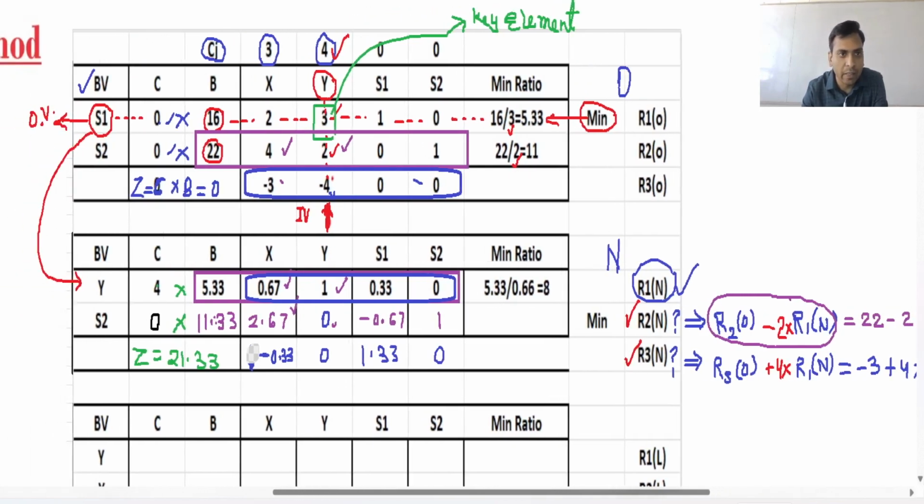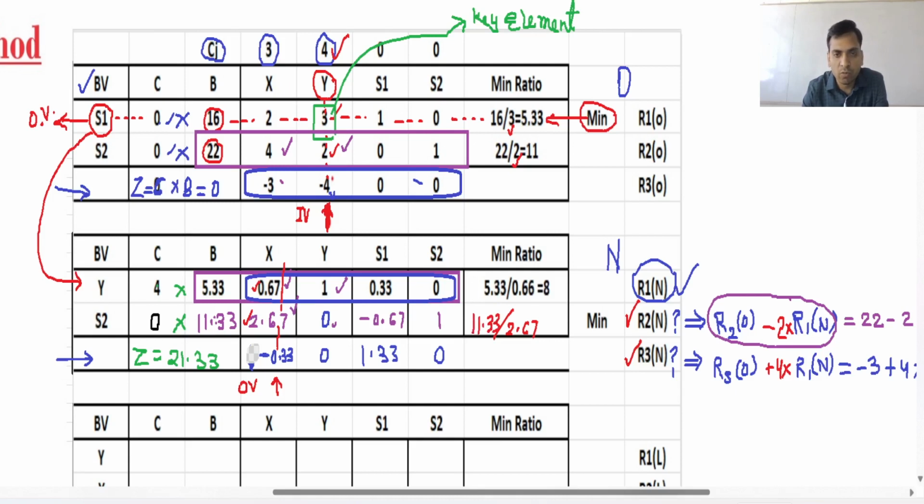Now again in this Z, just like before, we search for the most negative value. This most negative value is this one, minus 0.33. So this is considered as our incoming vector, and these values 0.67 and 2.67 are the denominators, and these B values are the numerators, so this is 11.33.